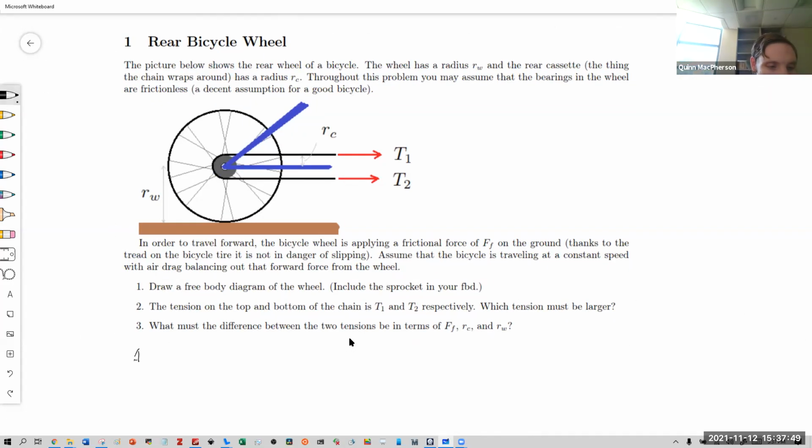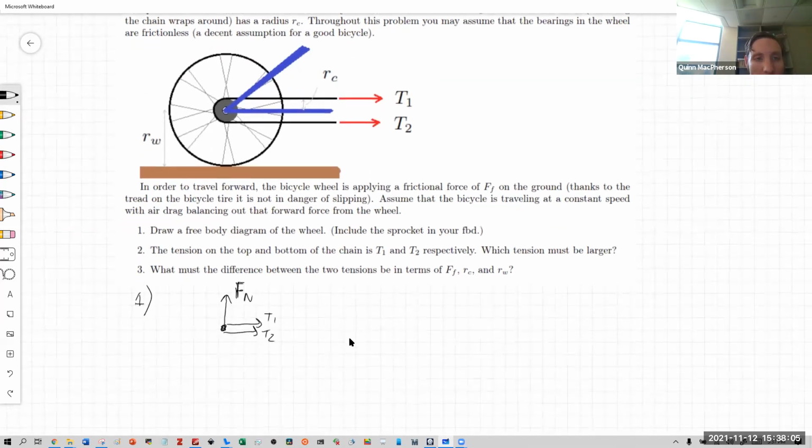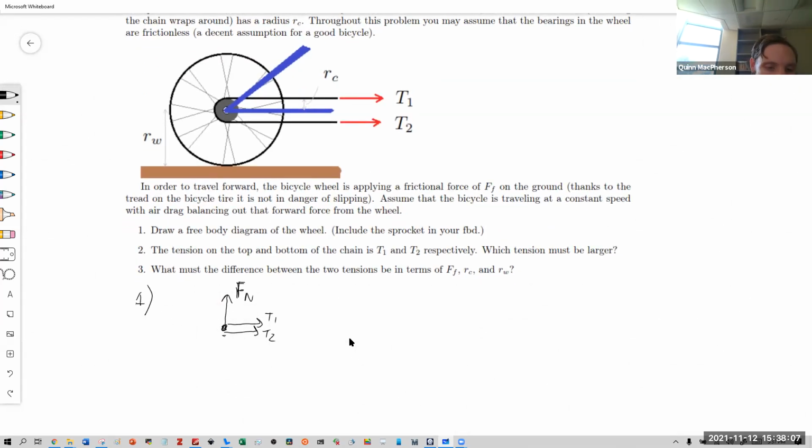So we'll draw a free body diagram of the wheel. Okay, so I have a normal force up, force normal from the ground, pushes up on me. I've got two tension forces that are pulling, so T1, T2. I'm also going to have a friction force from the ground, force friction. And the friction force is forward.